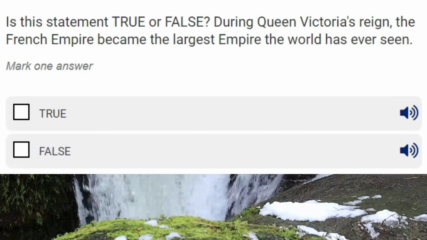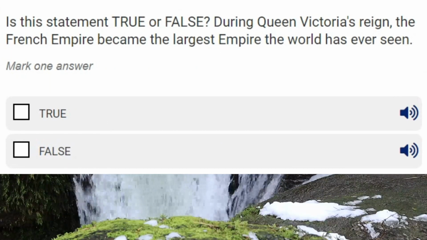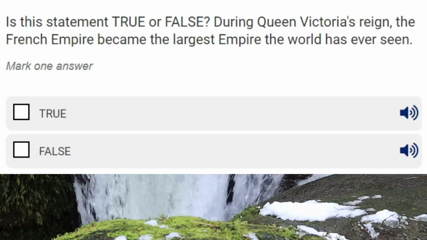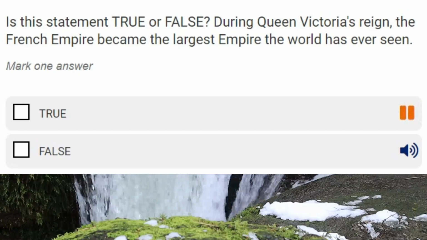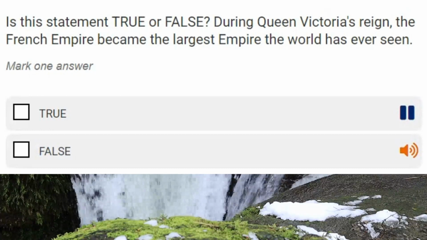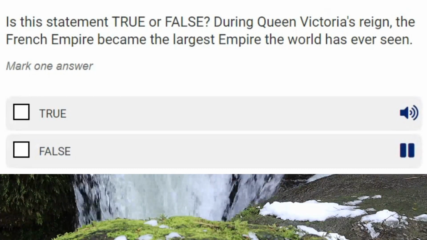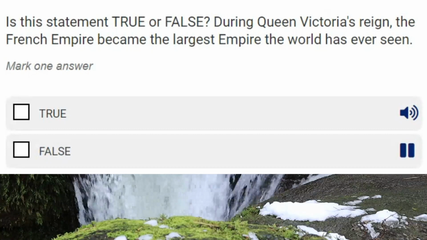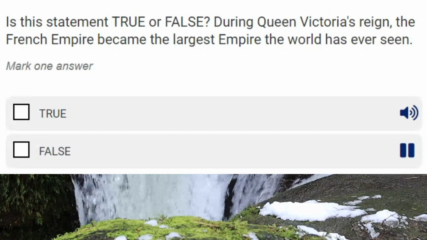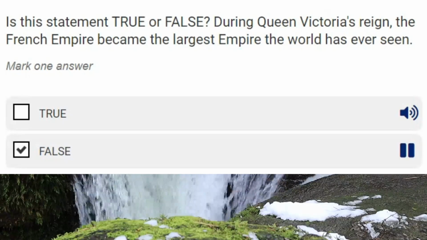Is this statement true or false? During Queen Victoria's reign, the French Empire became the largest empire the world has ever seen. True. False. The correct answer is false.